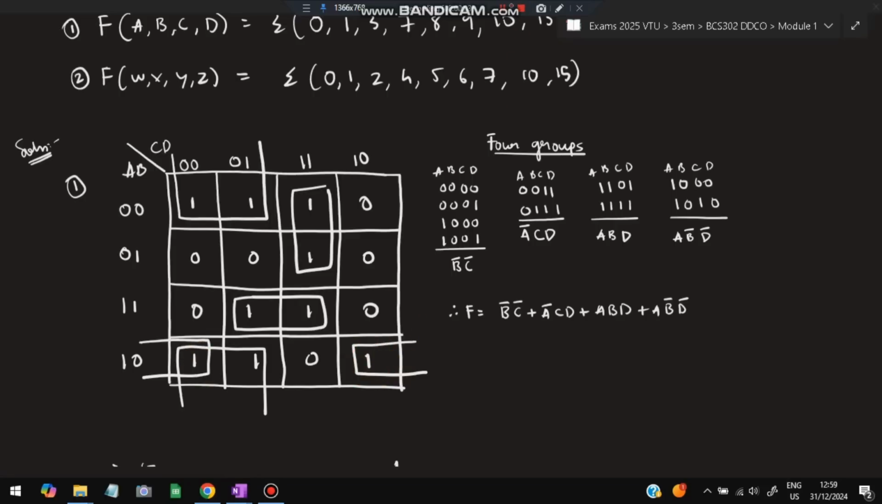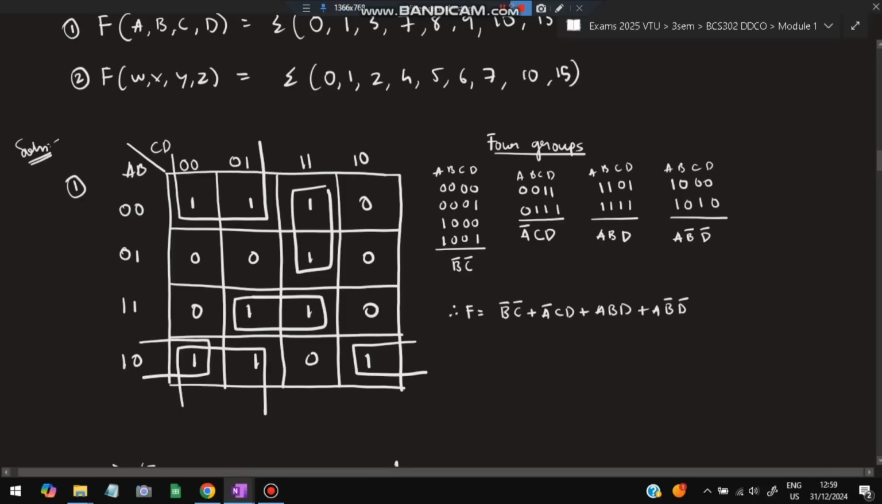Now, since we have understood the rules, we'll be writing the numbers here. So 4 groups are formed. The group 1 is this. This is group 1, this is group 2, this is group 3, this is group 4. Now I'll be writing A B C D.